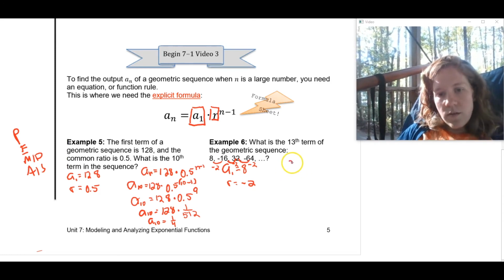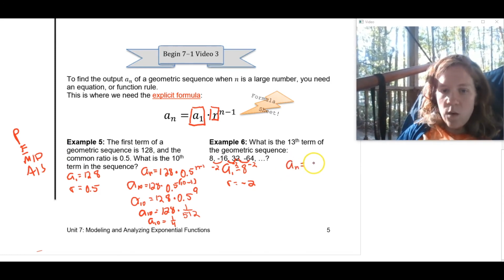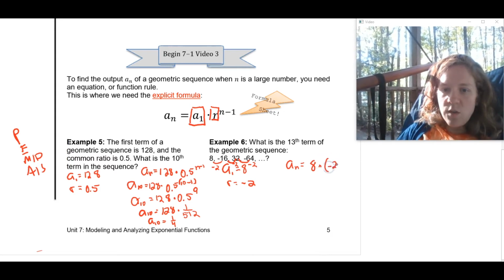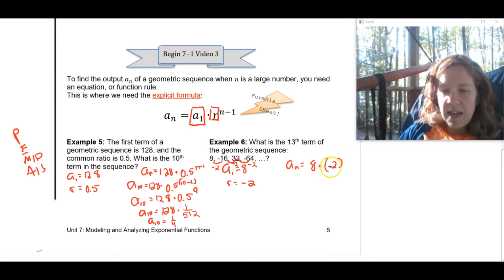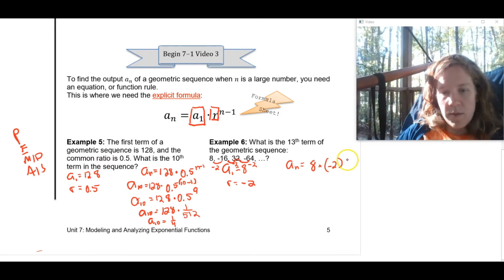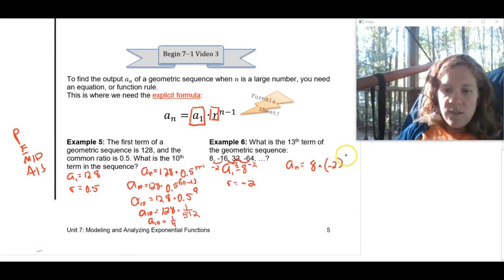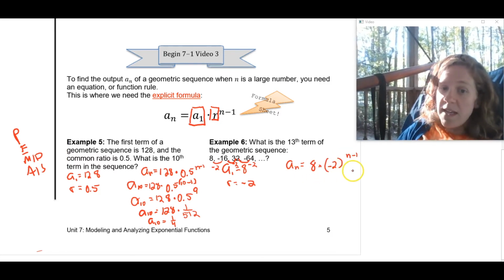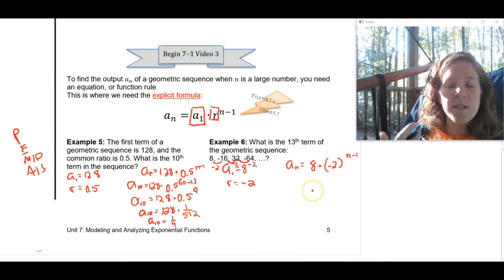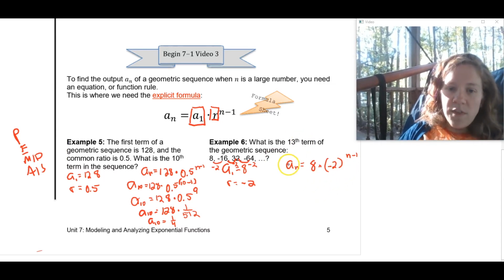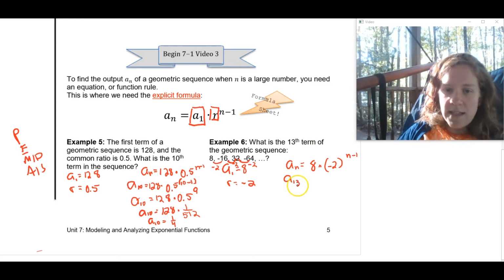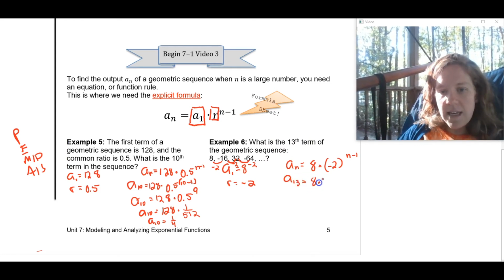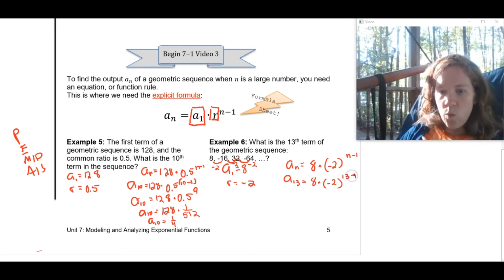So my common ratio here is negative 2. All right, so a sub n equals, my first term is 8. My common ratio is negative 2. You're going to want to put that in parentheses to keep that negative safe and keep it separate from the multiplication. And then raised to the n minus 1. There's my explicit function, or my explicit definition. Now if I want the 13th term, then I'm going to go a sub 13 equals 8 times negative 2 raised to the 13 minus 1.